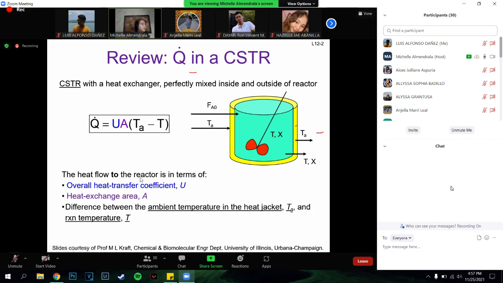So the heat flow to the reactor is in terms of the overall heat transfer coefficient, Q equals UA delta T. So that's delta T, the difference between the temperature inside the reactor that is variable, changing with X. So just imagine this T is changing with X, and T sub A will be the fluid temperature. So this T sub A could be constant, or the entrance and outlet will be different for the CSTR.